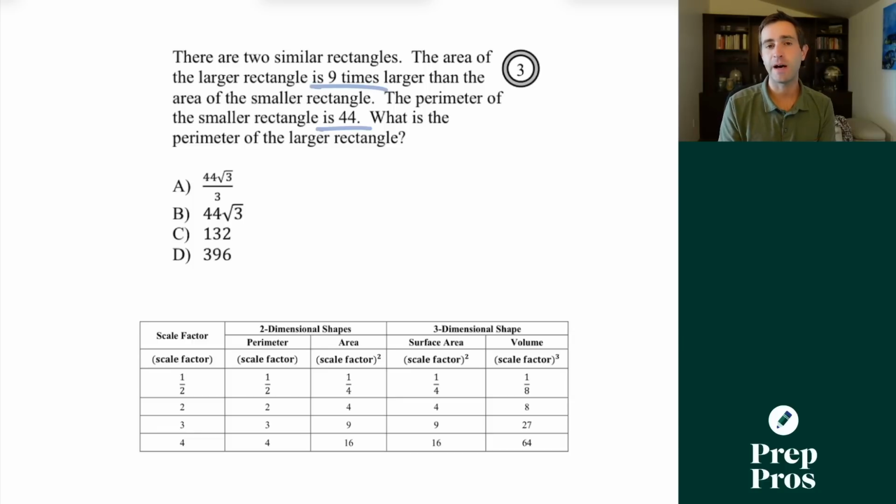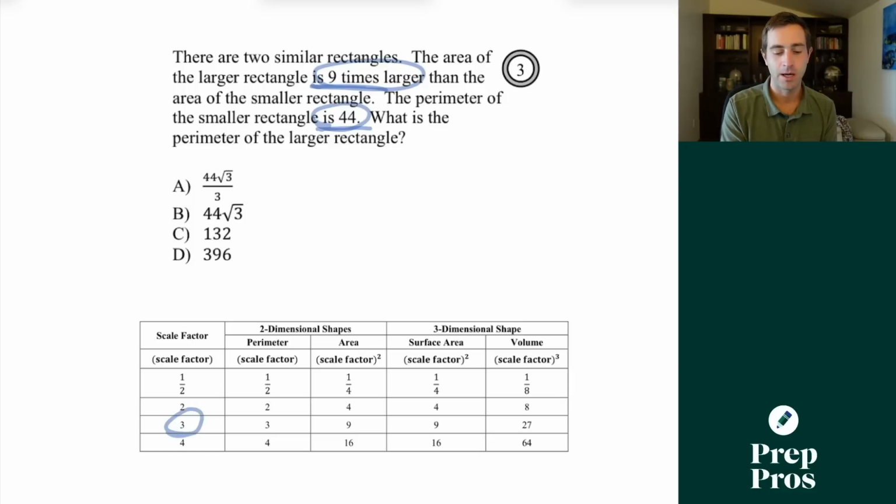Now, your scale factor is just the multiple of the side lengths or the perimeter or the circumference of similar shapes. So what we need to understand here is the relationship between our area multiple and our scale factor, because that's going to let us figure out what we need to multiply 44 by. Now, the common mistake is to multiply it by 9, but there's a little tricky thing that's happening here. So we're actually going to go to this table and work through with the actual numbers here.